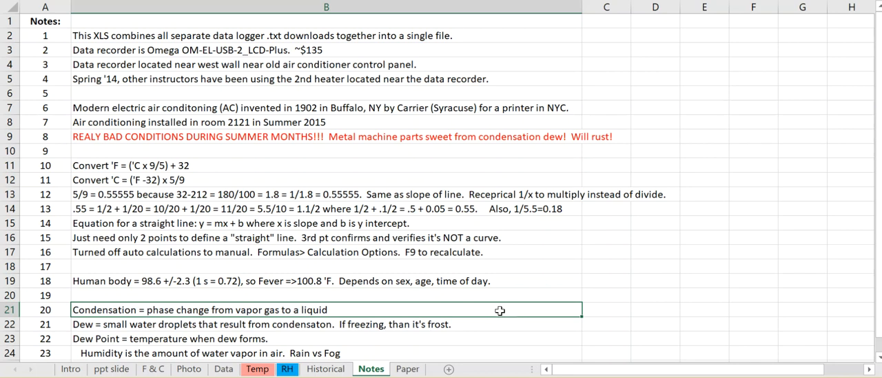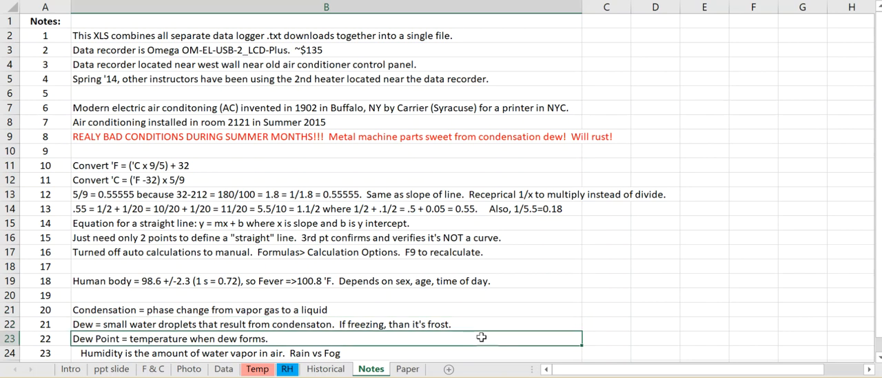Condensation is a phase change when you go from a vapor or gas into a liquid. That's condensation. Dew is the result of condensation. That's the water droplets that form on a surface. If that surface is cold, then it'll be frost. Dew point is the temperature where the dew will form. And humidity, or relative humidity, is the amount of water vapor in the air. Hotter temperatures can hold more. Lower, colder temperatures can hold less. So when it's raining or when there's fog, you're at very high relative humidities.